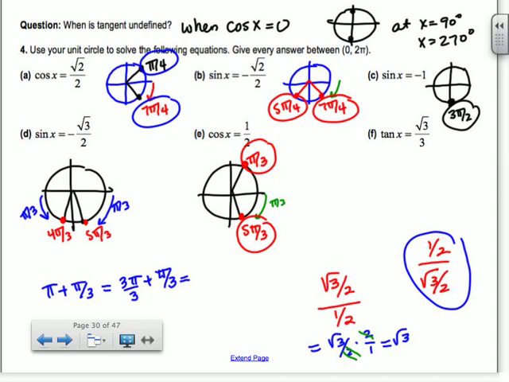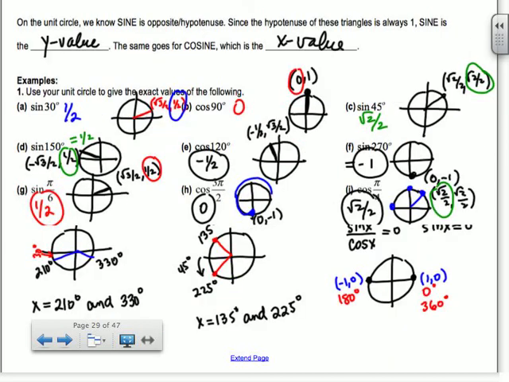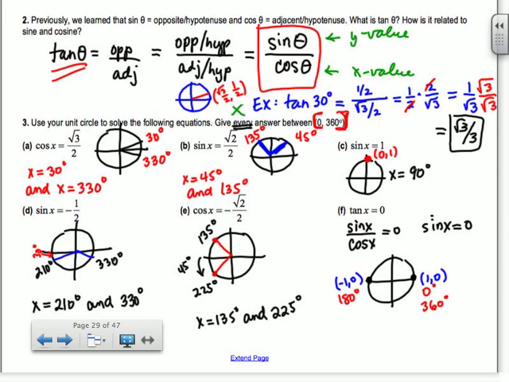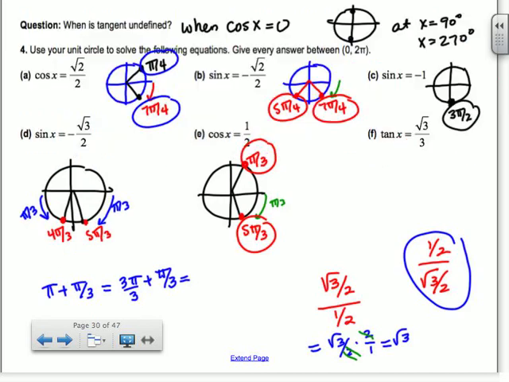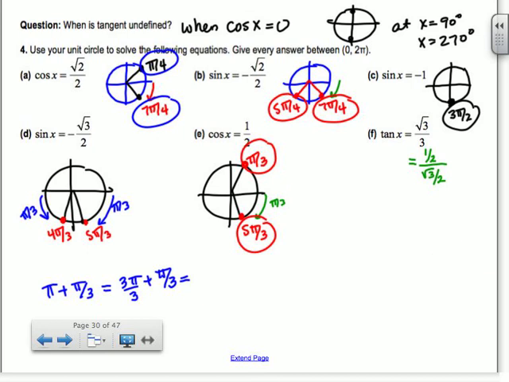This is the one that we did a little bit ago: 1/2 divided by square root of 3 over 2. I did that right here. See how I started with 1/2 on top and square root of 3 over 2 on the bottom, and I got square root of 3 over 3. So this means that we want 1/2 divided by square root of 3 over 2. We want the sine value to be 1/2 and the cosine value to be square root of 3 over 2. That's how we get tangent: sine over cosine. So we want that and that. When is sine equal to 1/2 and cosine equal to square root of 3 over 2?